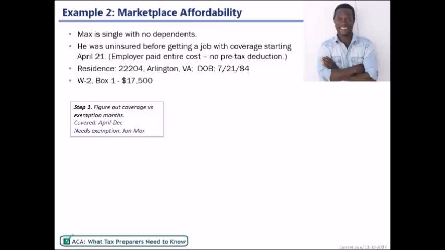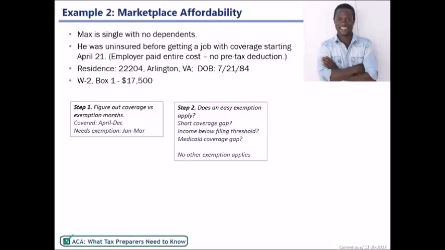So first, we're going to figure out, what are we looking for? Let's figure out coverage versus exemption months. So he's covered April through December because he had some coverage in April, so that's good enough. So we're looking for an exemption for January through March. Then we're going to think about, do any easy exemptions apply? So does he qualify for a short coverage gap? No, because the exemption was 3 full months, and you need to have a gap of less than 3 months in order to qualify. Does he qualify for income below the filing threshold?